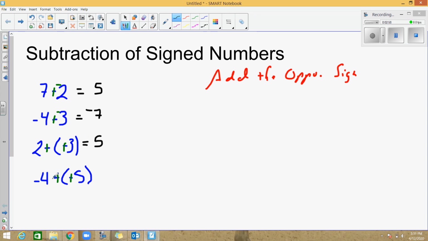And then we have add the opposite sign, and we have a negative and a positive. So when we're adding opposite signs, we find the difference between their absolute values, which is 1. Sign of the larger is, this 5 is larger than 4, therefore it's going to be a positive. So hopefully that helps us clear up some things.